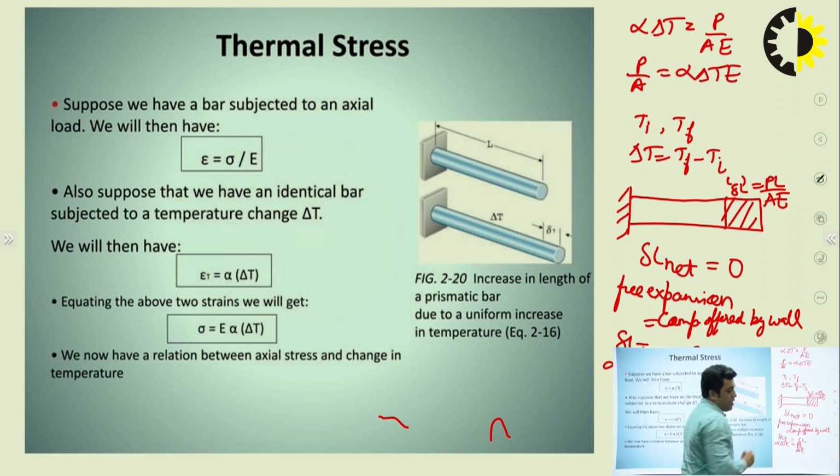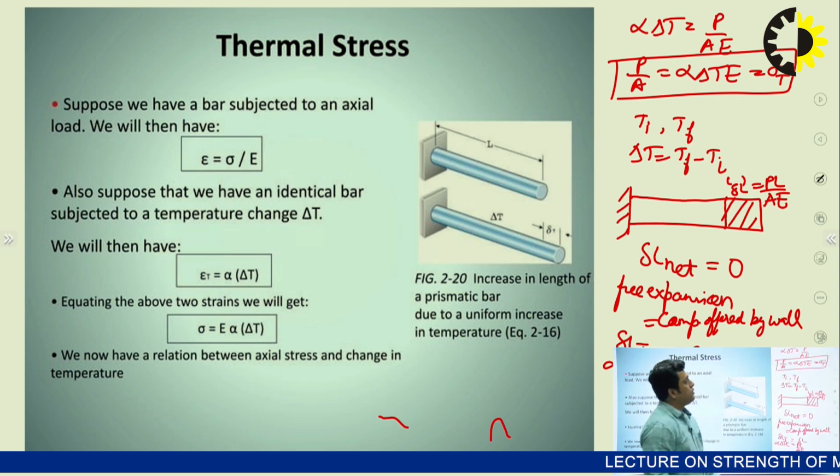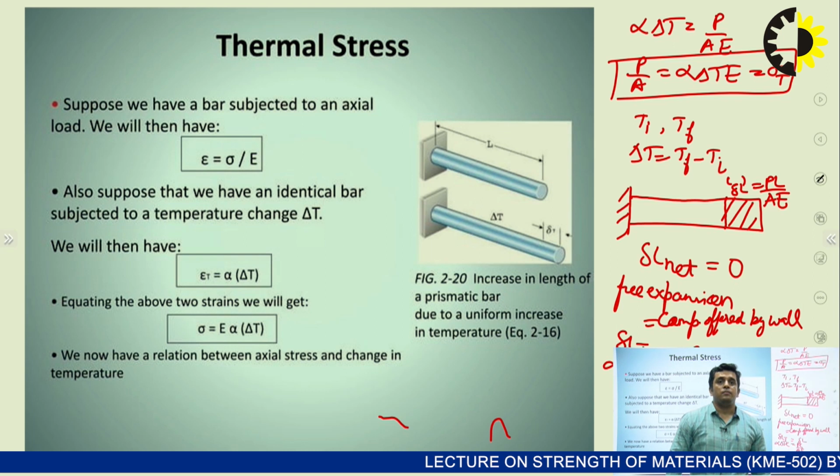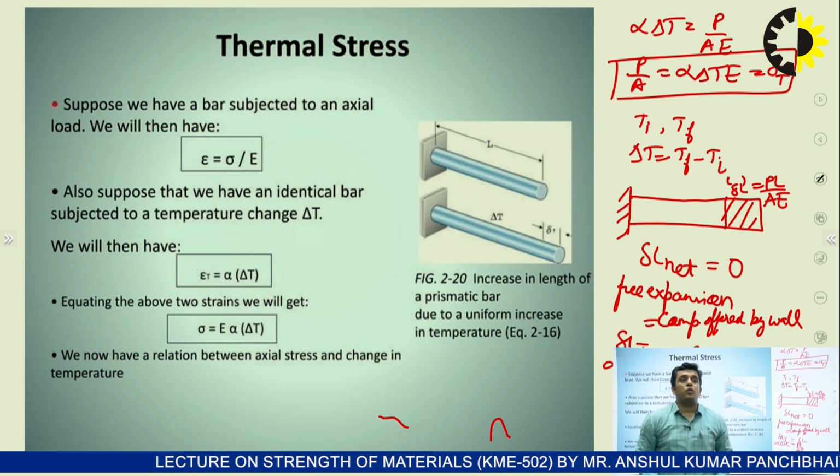Now what is this P by A? This P by A, we know, is load upon cross-sectional area, which is nothing but stress. And this stress is the thermal stress. So we get sigma T is equal to alpha delta TE. So what are we getting from the discussion?